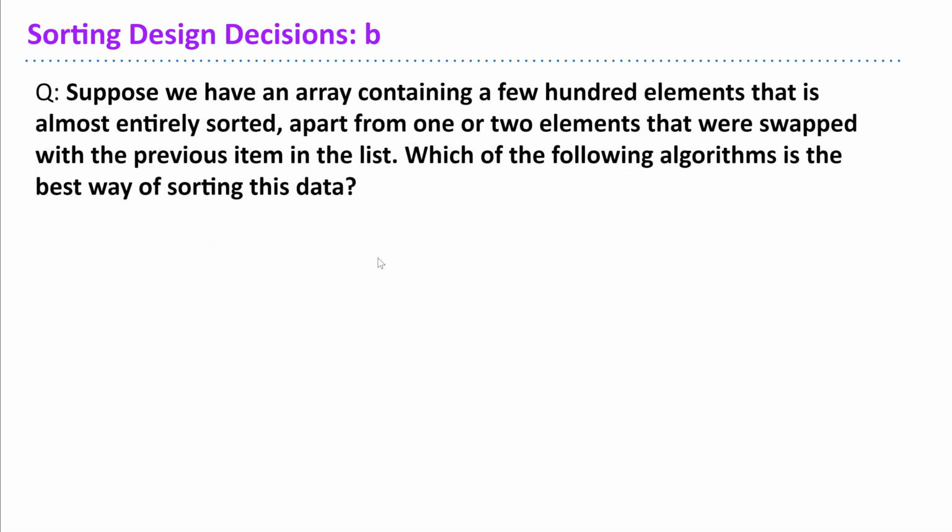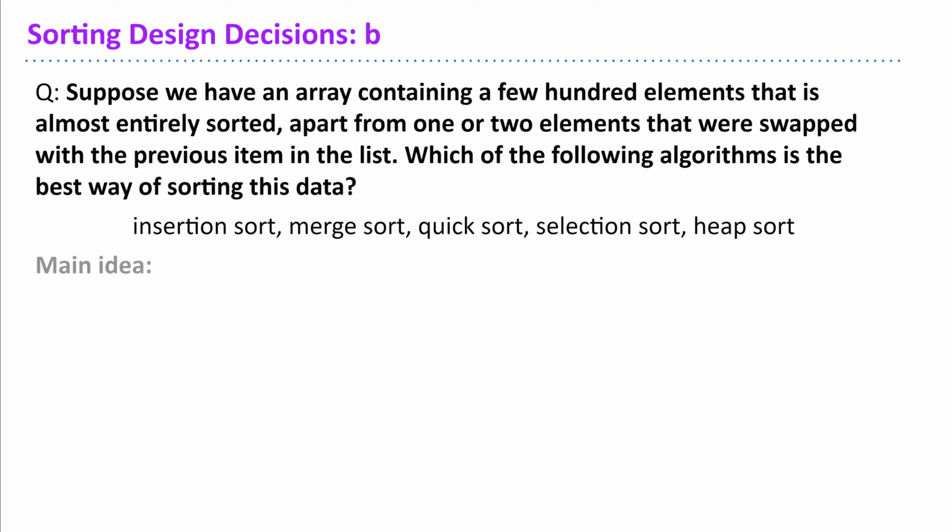B says, suppose we have an array that contains a few hundred elements that is almost entirely sorted, apart from 1 or 2 elements that were swapped with the previous item in the list. Which of the following algorithms is the best way of sorting this data? We're dealing with the same algorithms as last time. The main idea for this question, the thing that should jump out at us initially, is that the array is already almost entirely sorted. So we want to start thinking about the cases for our different algorithms and which algorithms would run well with almost already sorted data.